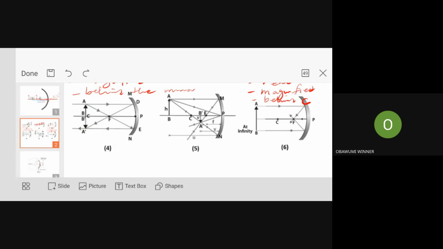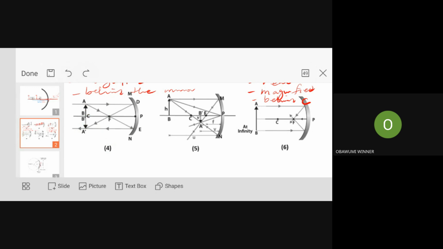So see, the image that is being formed is looking inverted, but it has the same size as the original object. Don't forget that the image is looking inverted, but it has the original size of the object, even though it's looking inverted. So the size of the object here is equal to the size of the image here. The only thing is that the image is now looking inverted.